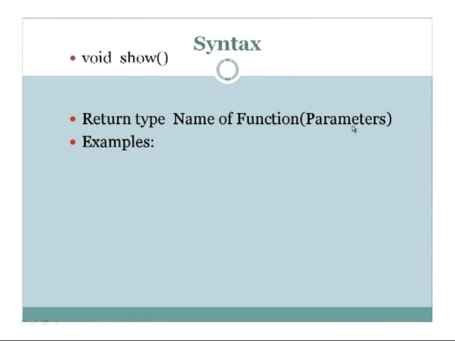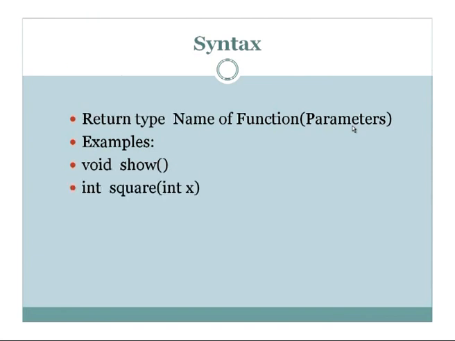For example, this is a statement: void show followed by parentheses. In this statement, we are declaring a function with return type void. What is void? It will be discussed later on. The name of the function is show, followed by blank parentheses.